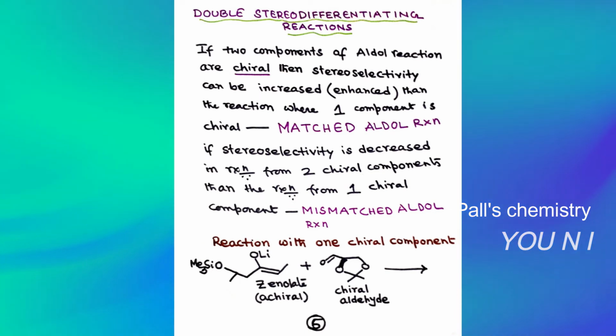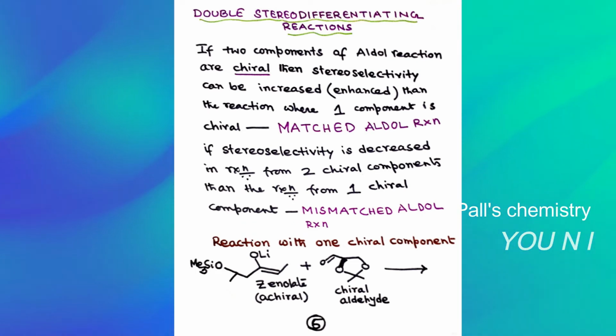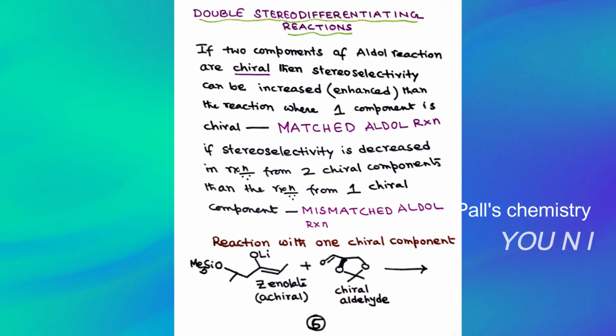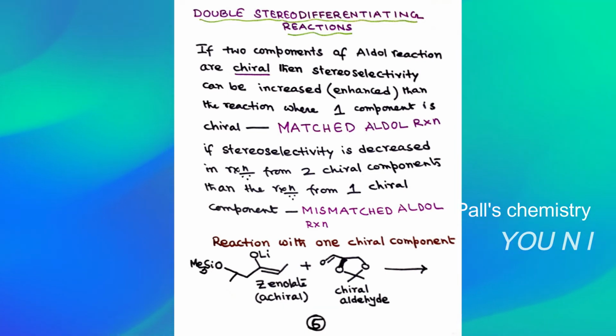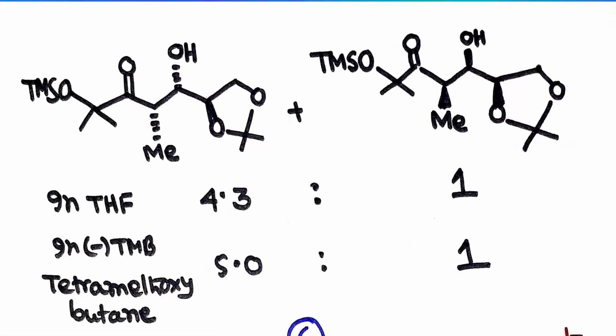If we give priority to that chiral center, oxygen is the first priority, aldehyde is the second priority, CH2 is the third priority, and hydrogen is the fourth priority, and hydrogen is oriented below the plane. So here the chiral center has the R absolute configuration. Now this chiral aldehyde will undergo the reaction with one Z-enolate.